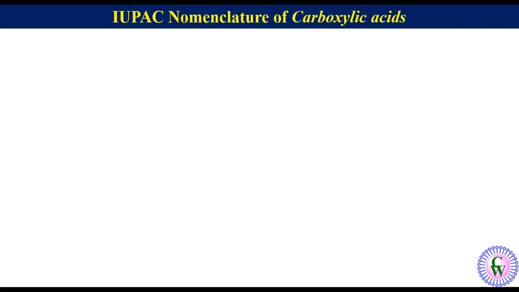Now we will discuss examples where carboxylic acid nomenclature is applied. The first example is the carboxylic acid in which the R group is cyclohexyl. We have already discussed in the beginning that such compounds are named as cycloalkane carboxylic acid. So, this will be named as cyclohexane carboxylic acid.